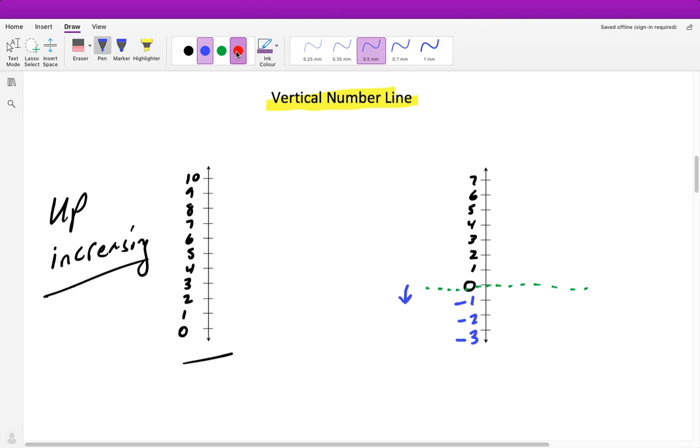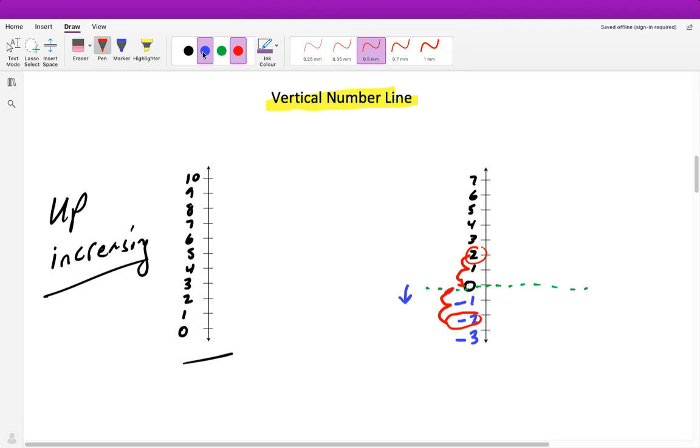So we see, if I were to highlight this 2, it is 2 spaces or 2 units away from 0. And this -2 is also 2 units away from 0. So we just need to make sure that even in our vertical number line, our number lines are symmetrical.